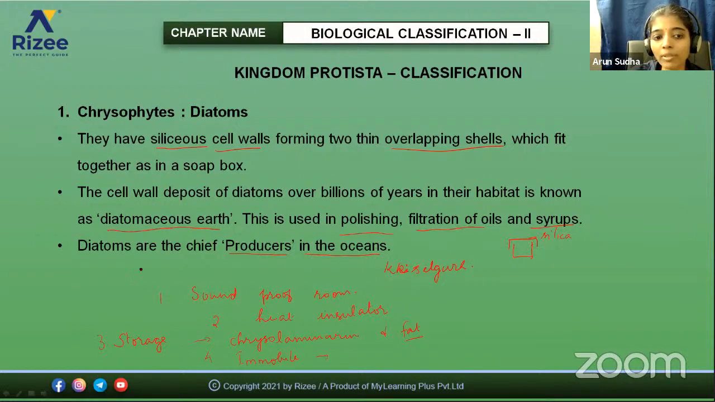And diatoms are the chief producers in oceans, and they have many other properties, like they are used for soundproof rooms and as a heat insulator. The main storage form of food is chrysolaminarin and fat, and they are immobile because of the absence of flagella or cilia.